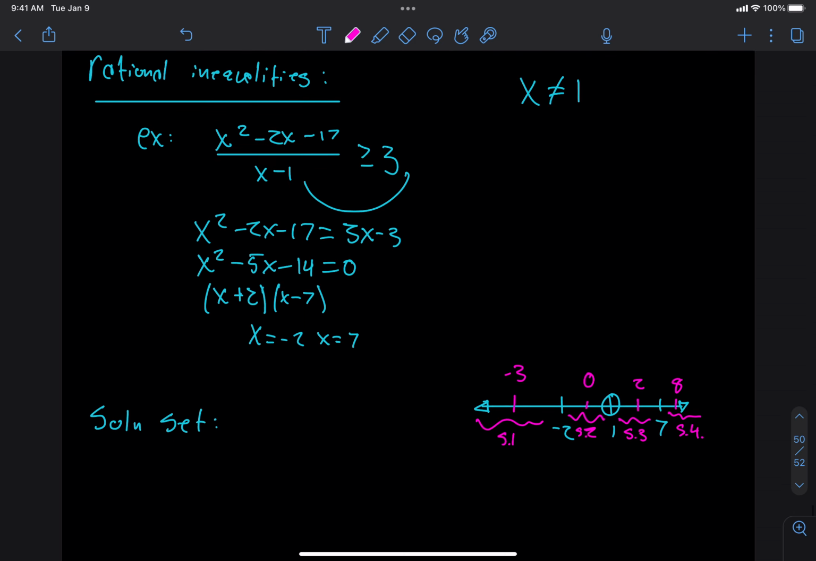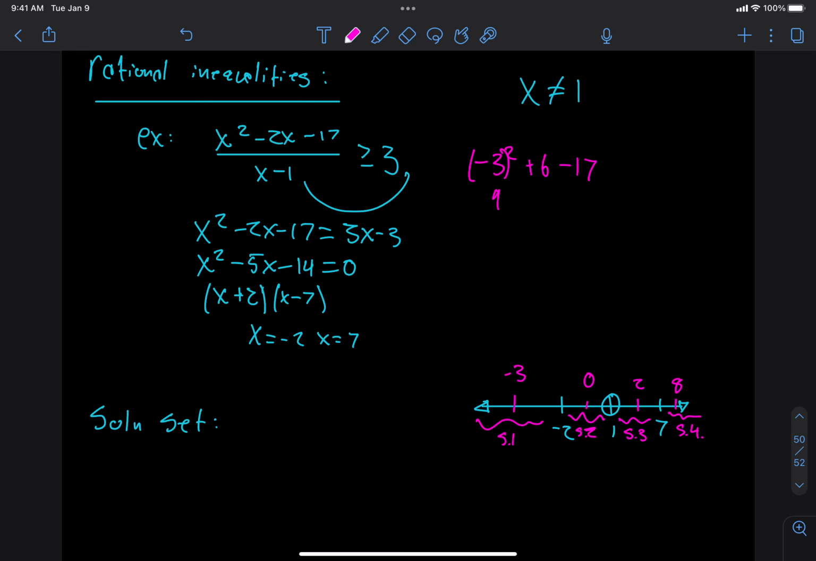Sorry that took so long. Okay, so we have all of these test points. So what are we going to do? We're going to plug them into the original rational expression and check whether or not we preserve this inequality. So let's try negative 3. If I plug in negative 3 in the top, I get negative 3 squared, which is 9, minus, or rather plus 6, and then minus 17.